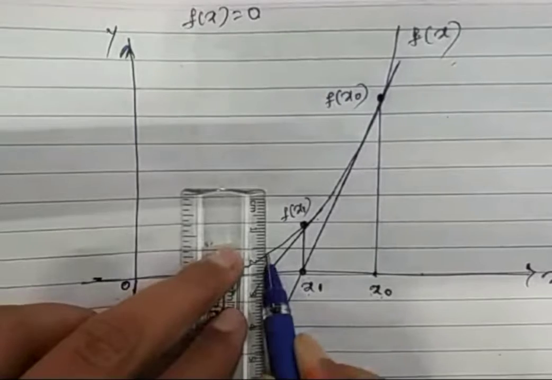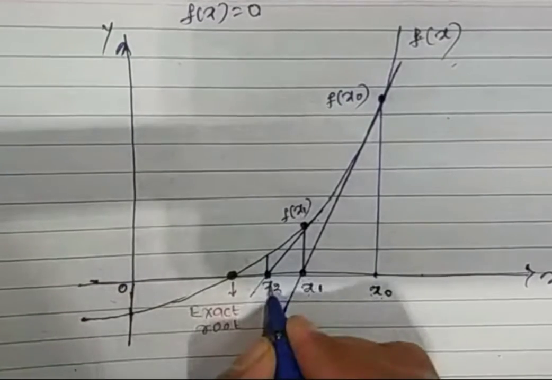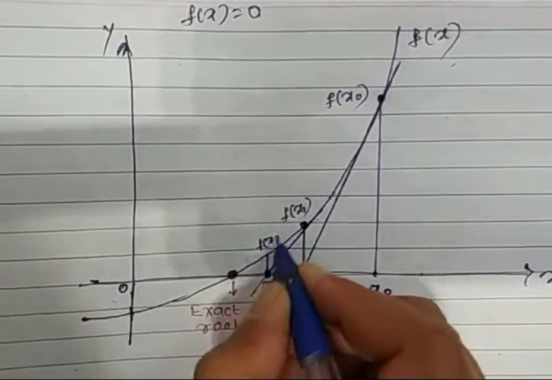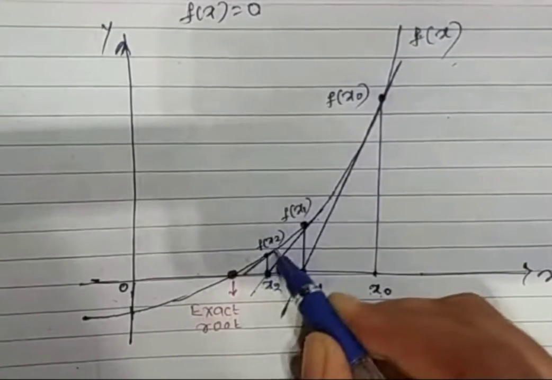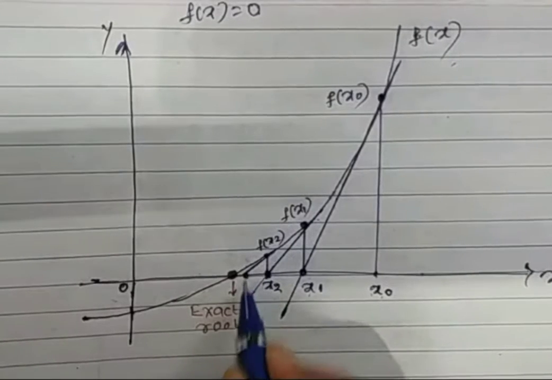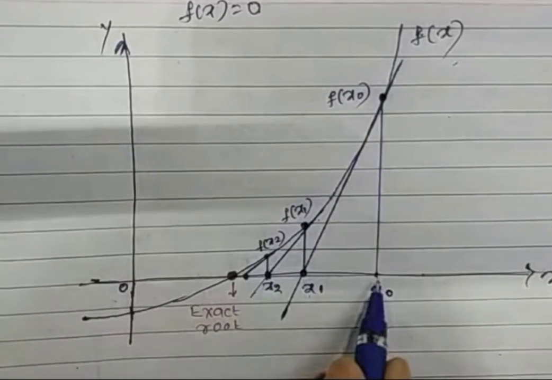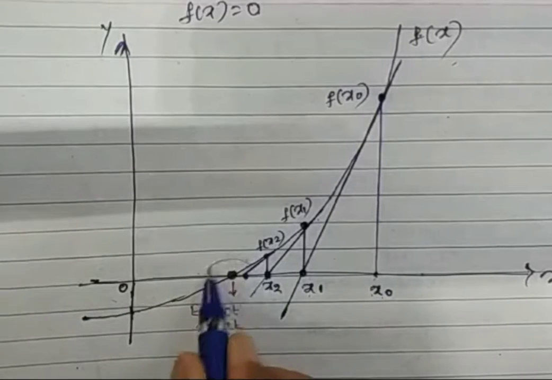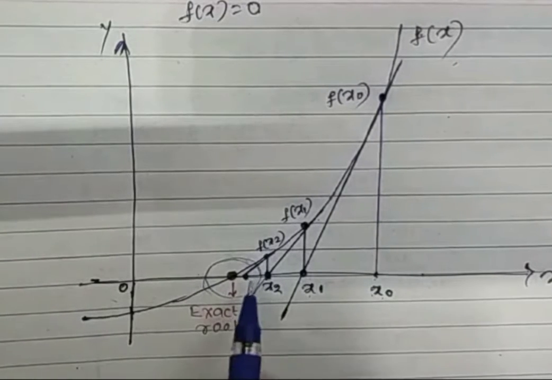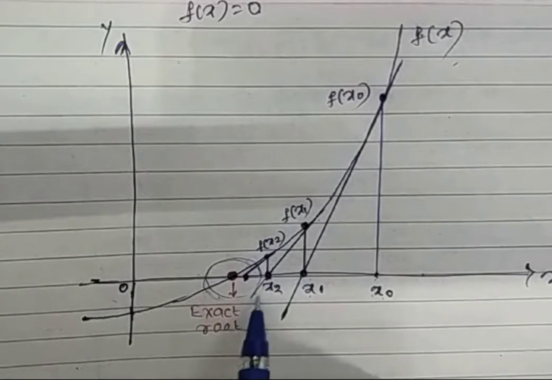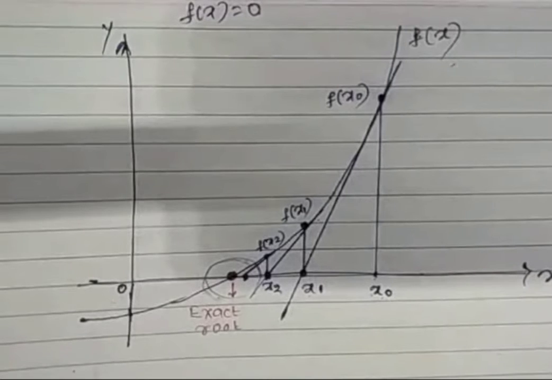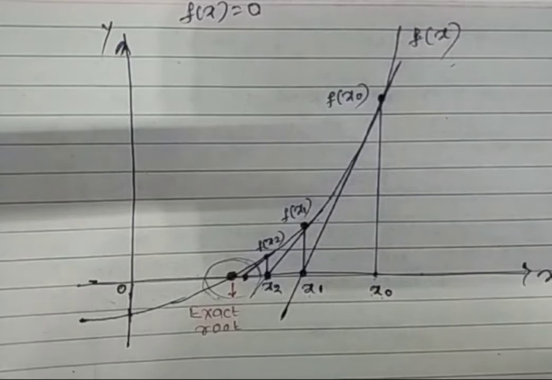From x2 again we need to draw a straight line. This is x2, this will be f of x2. Again same concept, from f of x2 draw a tangent line. Then you can observe here this particular point, compared to x naught, is very close to our required answer. This point is very near to the required exact answer. So we need to repeat this process until we get the required accuracy.